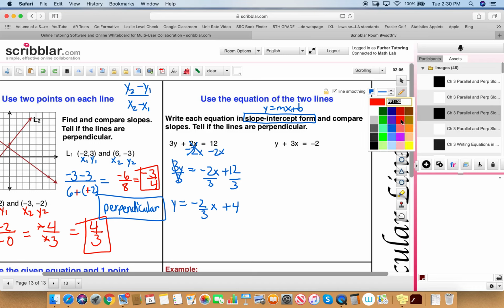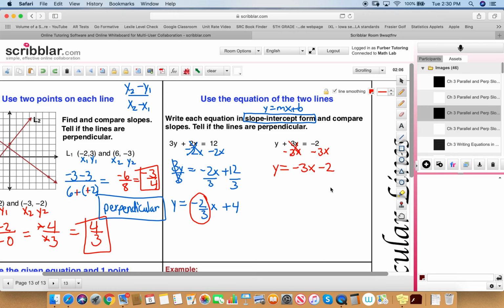What is the slope of that line? Well, it's negative 2/3. In order for this line to be perpendicular, it has to have the opposite sign, so it's going to be positive, and it has to have the reciprocal. The reciprocal of 2/3 is 3/2. So it has to be positive 3/2. Okay? So let's solve it and see if that's what we get. y equals negative 3x minus 2. There's nothing to divide. So the slope of this line is negative 3. Those are not perpendicular.